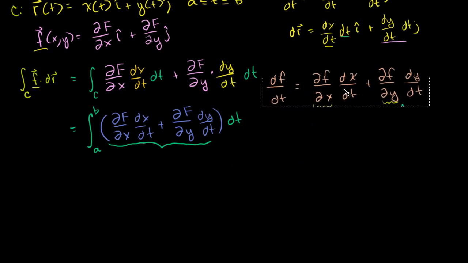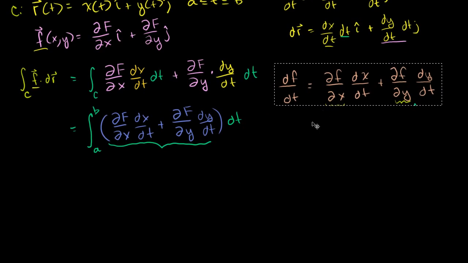This is our multivariable chain rule right here. One can actually prove it; you don't have to start from there. The derivative of any function with respect to t is the partial of that function with respect to x times dx/dt, plus the partial with respect to y times dy/dt. This and this are identical if you just replace this lowercase f with an uppercase F.